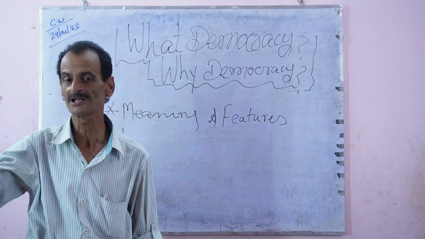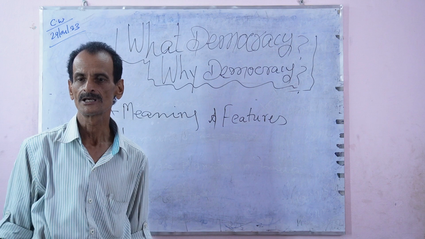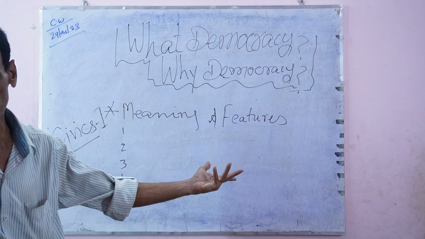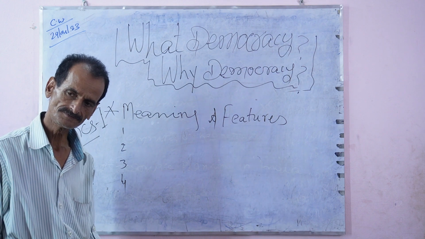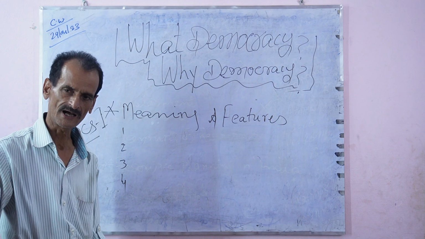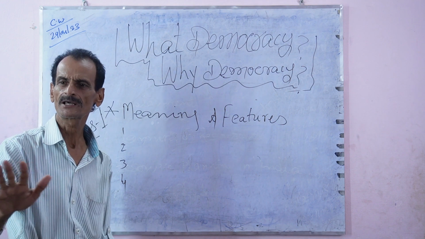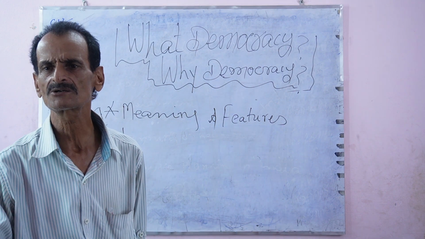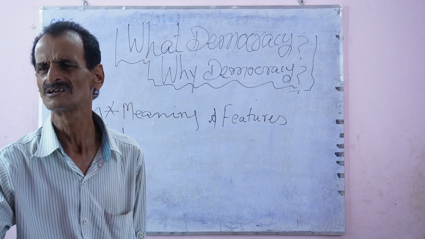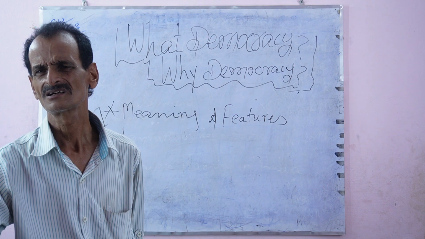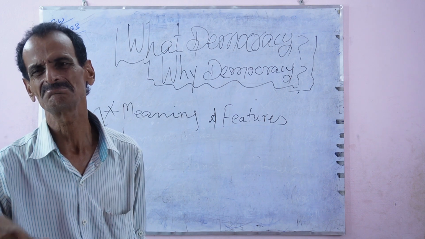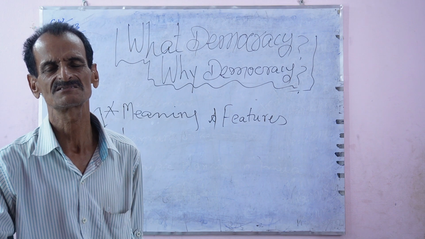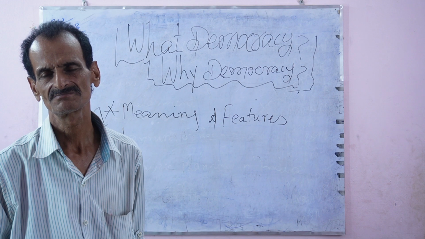Your neighboring country Myanmar, Burma. Myanmar has always been under military dictatorship. Not a democracy. Myanmar became free in 1948, but after that, democracy continued only 3 or 4 years. All the time, military government. Dictators can't be called democracy.